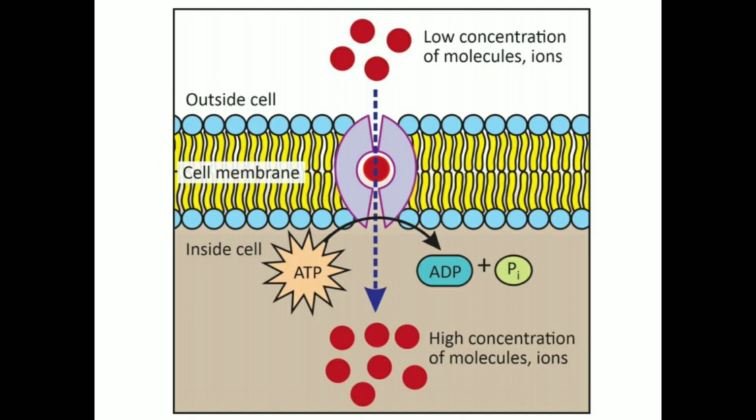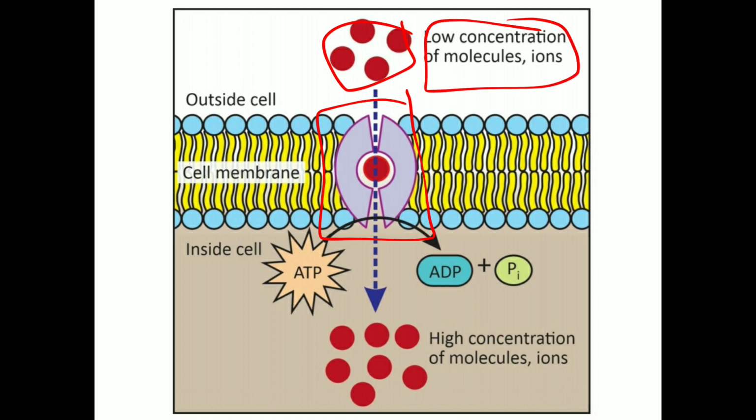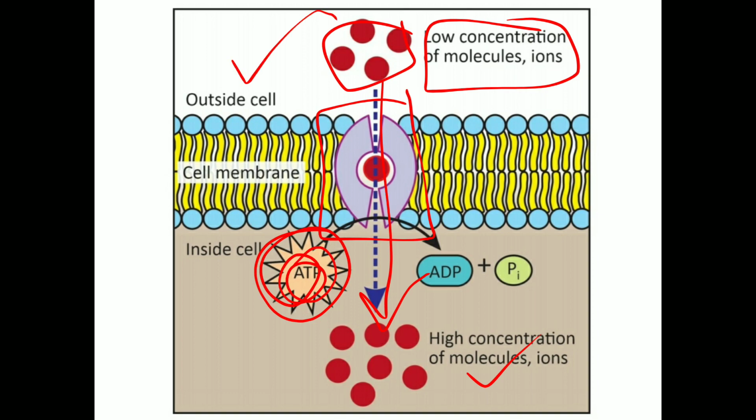Here you can see the carrier protein which transports substances, solutes, from a lower concentration to a region of higher concentration, where there were already higher concentration molecules, with the use of ATP, with the use of energy. So this is the outside of the cell. From the outside of the cell, the substances are being brought to the inside of the cell through the carrier proteins with the use of energy.